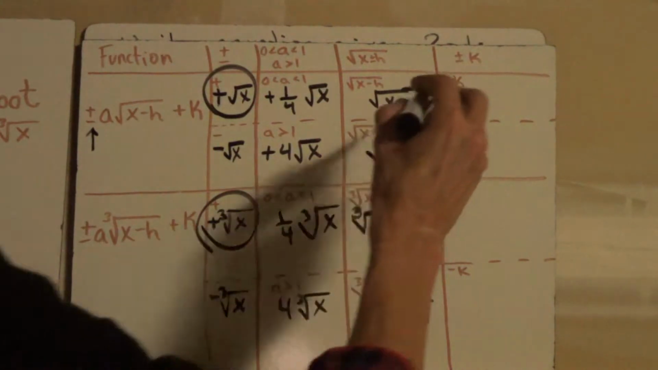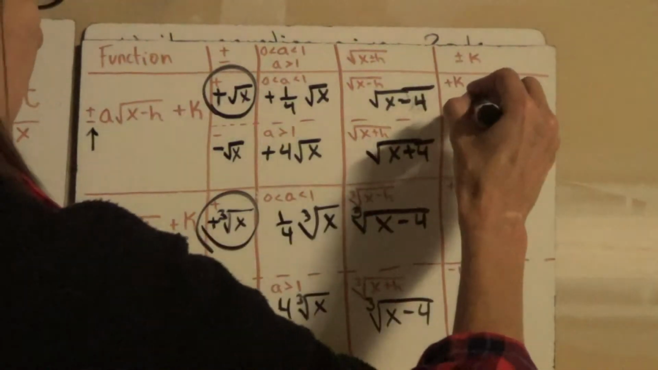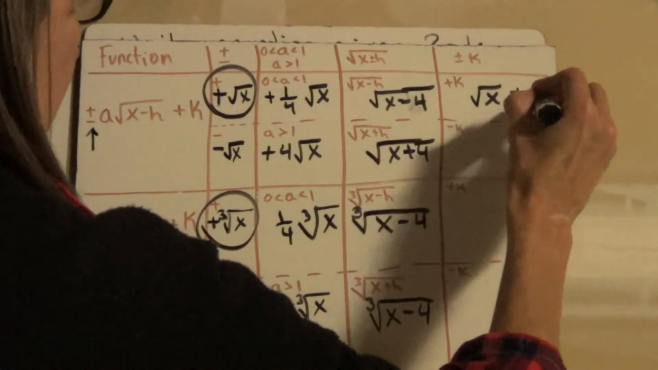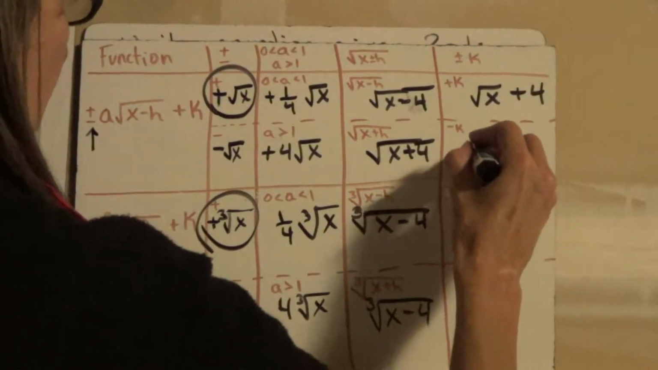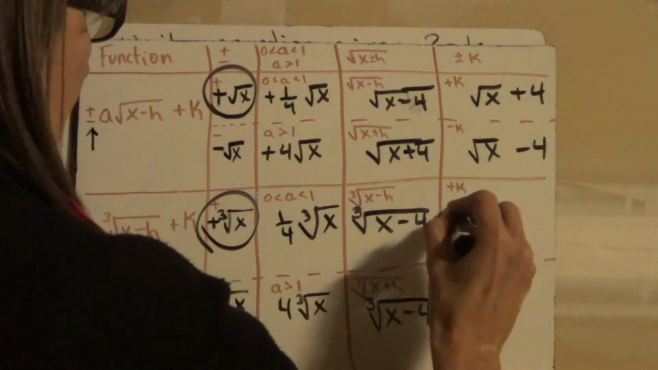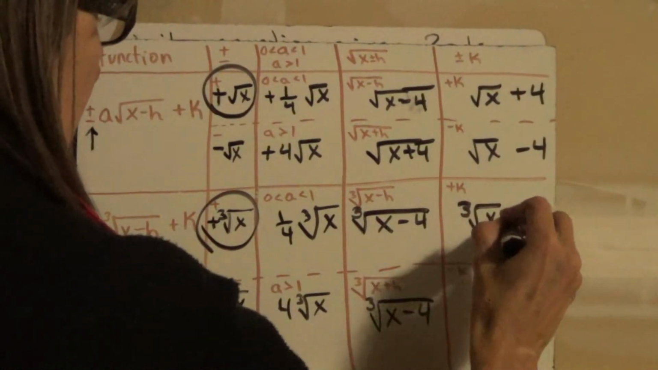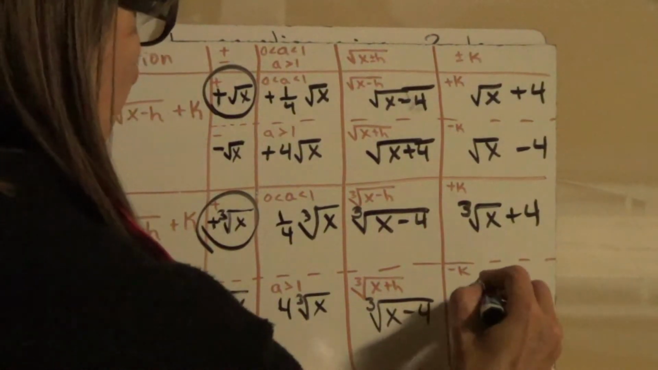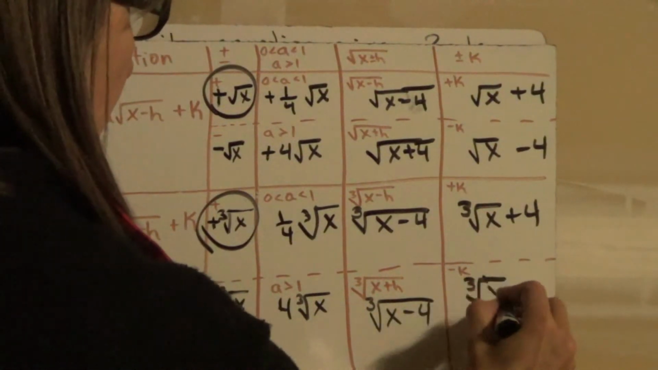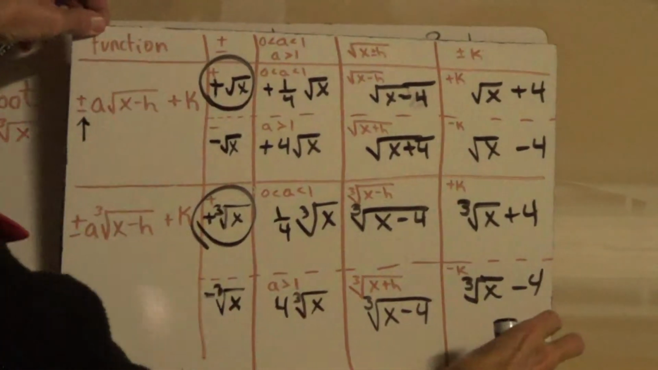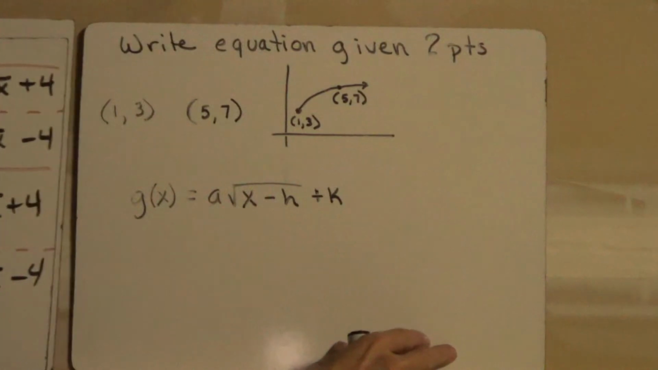Now I want you to go with the parent function and add 4 outside of the radical. See what that does? Then parent function, subtract 4. Parent function, add 4. Parent function, subtract 4. So try that out.